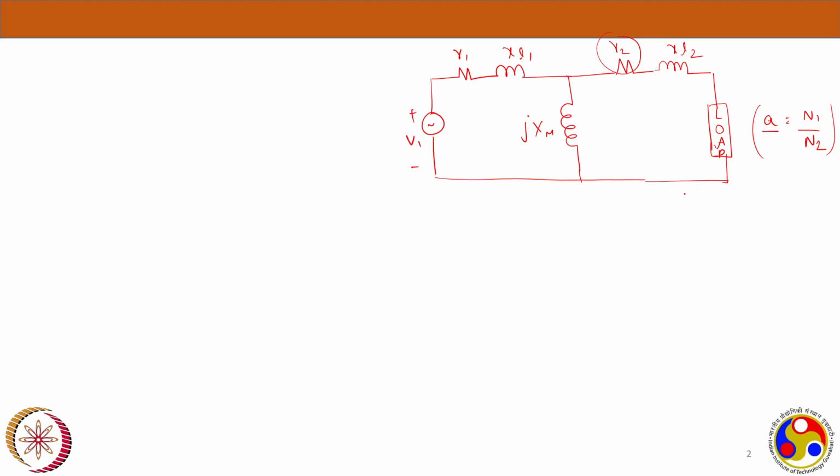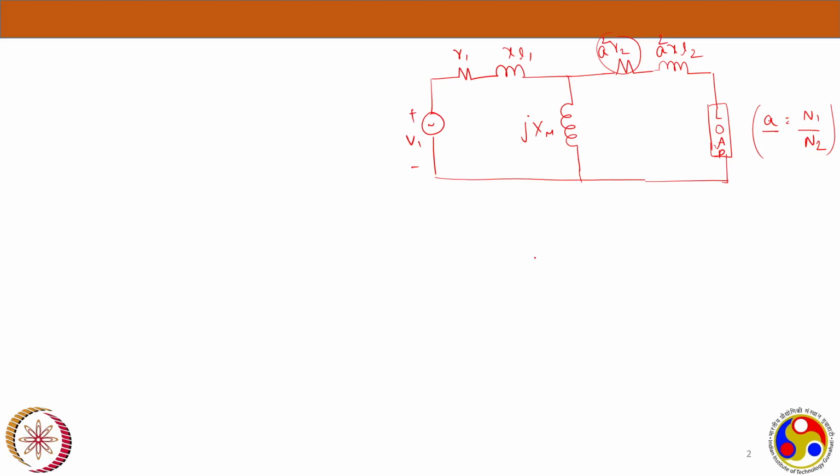This is our turns ratio A, and this is the resistance. So, any idea? Multiply by A square. Yeah, exactly. So it's A square multiplied by R2, and if it's a reactance, it's A square multiplied by XL2.